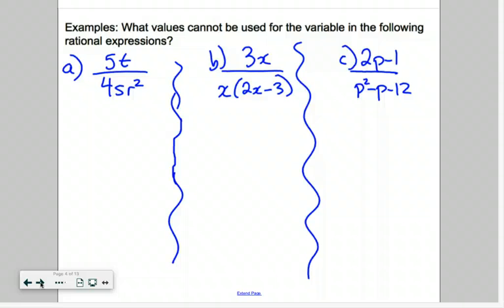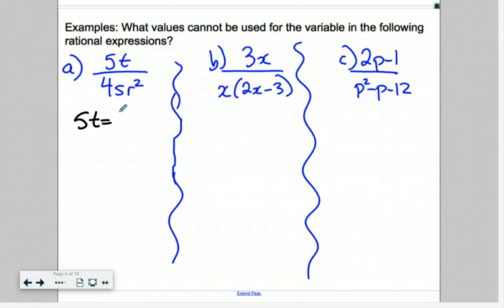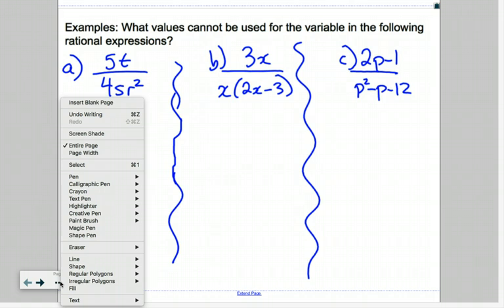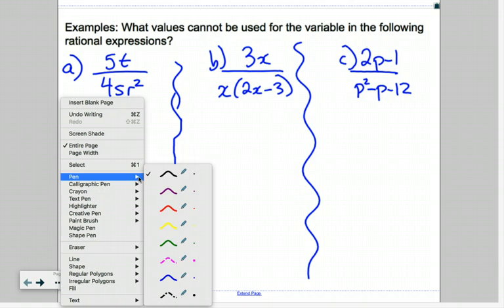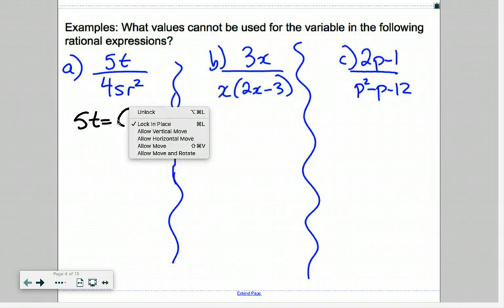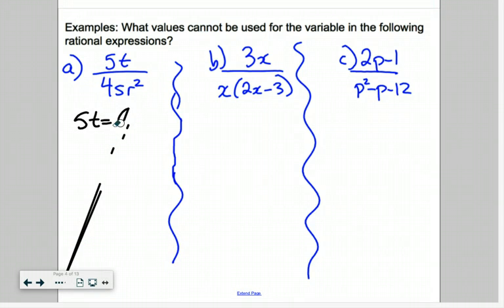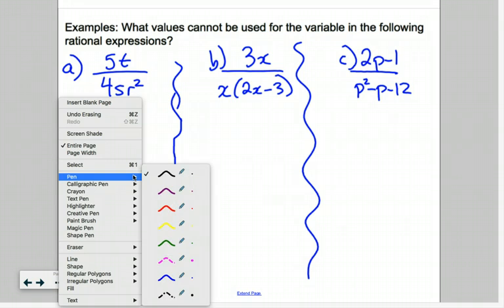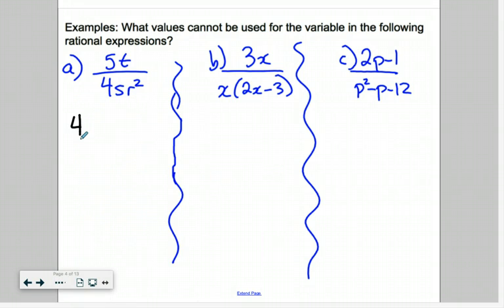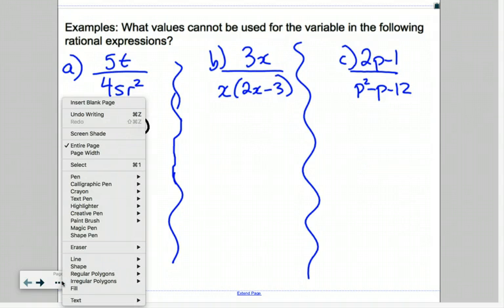Zero can be in the numerator, that's fine. 5t can equal 0, and that's okay. If 5t is equal to 0, we're just doing 0 divided by something, and no problem. What we want to avoid is the denominator equaling 0. We don't really need to evaluate anything with the numerator. We just want to look at where the denominator will be equal to 0. So we look at this denominator, 4sr squared being 0. What would cause that expression to equal 0?